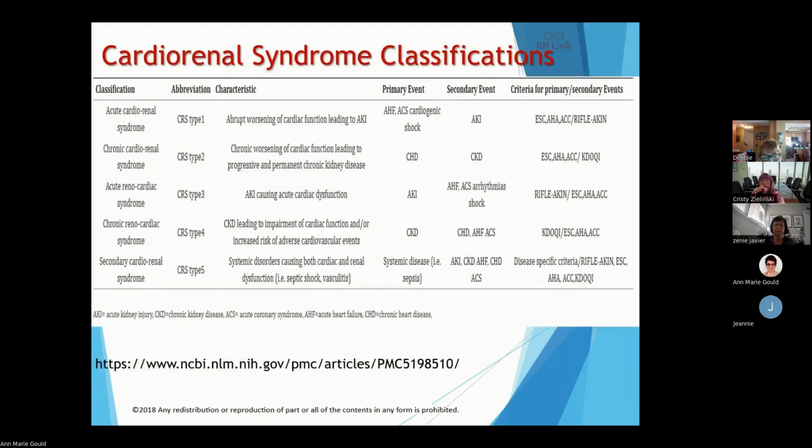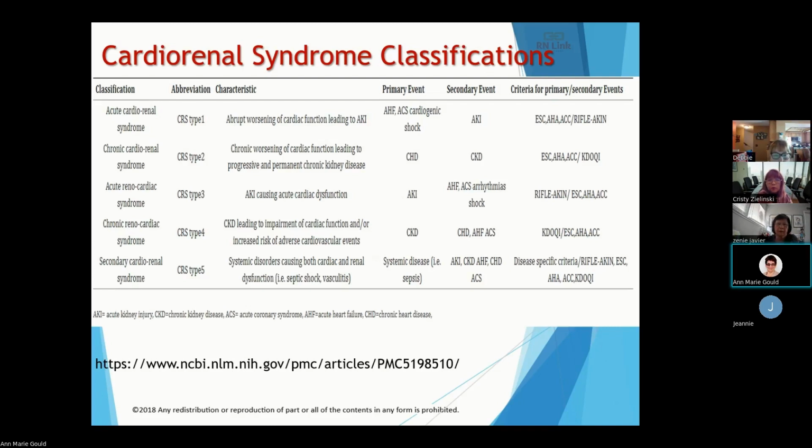And this is just the cardiorenal syndrome classification. This I pulled out of the National Institutes of Health. I thought it was really interesting to see how they listed out your cardiorenal syndrome type 1, 2, 3, 4, and 5. Because I noticed the nephrologist and even the cardiologist will sometimes write those types in. So it'll give you an idea of the primary event. So what brought them in the door?